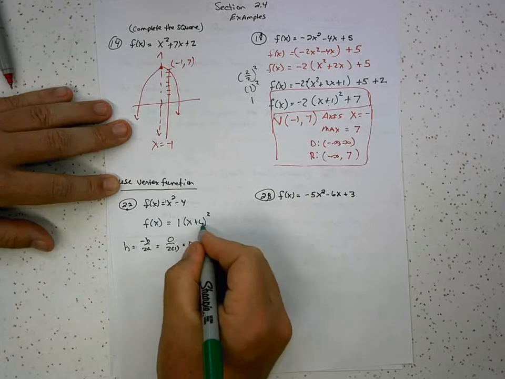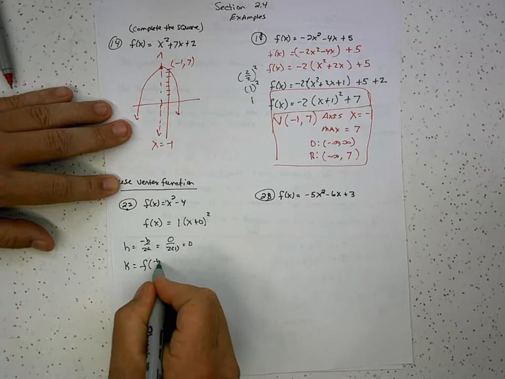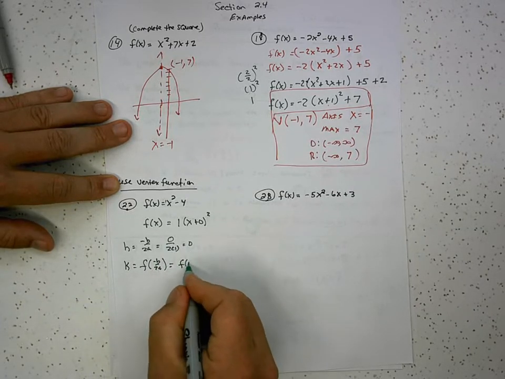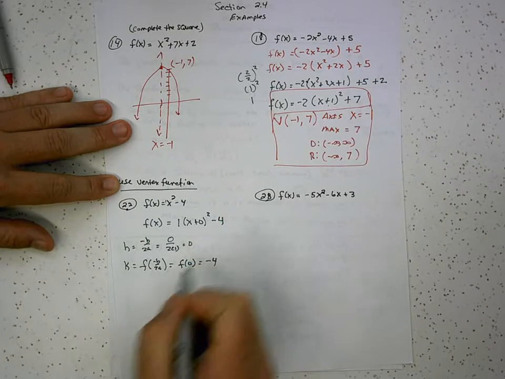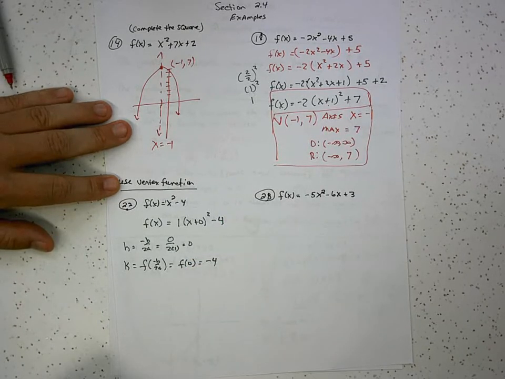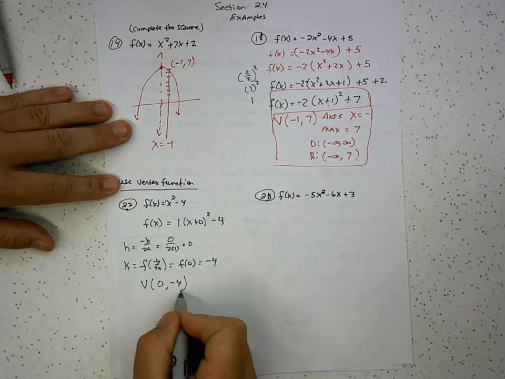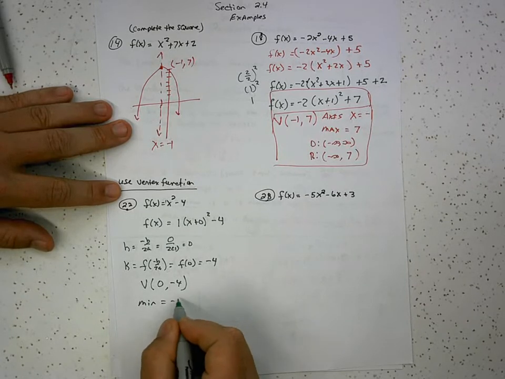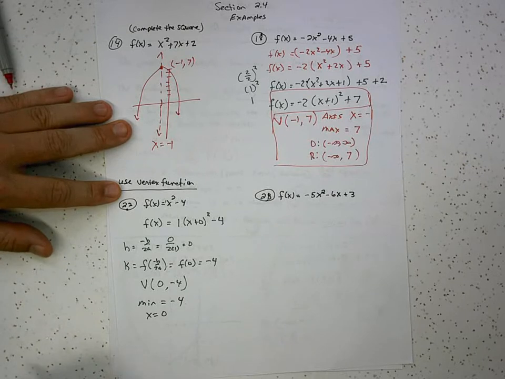So h is 0. K is equal to f of minus b over 2a. I plug the 0 in, which is f of 0, and I get -4. And that one's done. So I know my vertex is 0, -4. It's opening up, so I know it's a minimum at -4. Axis of symmetry, x equals 0.